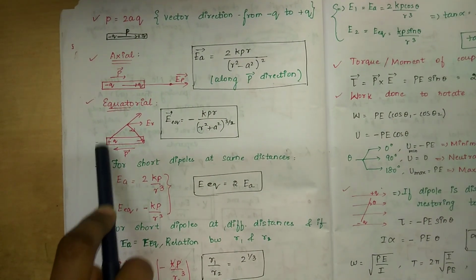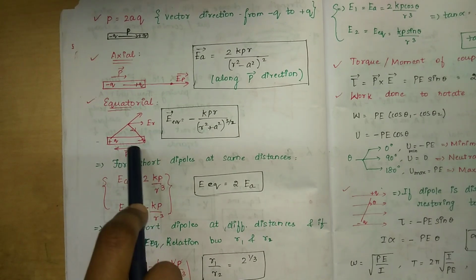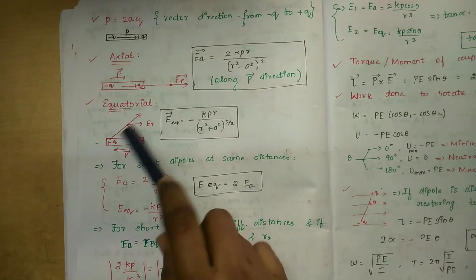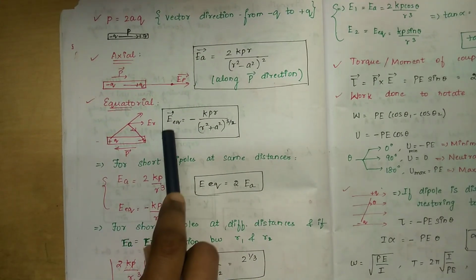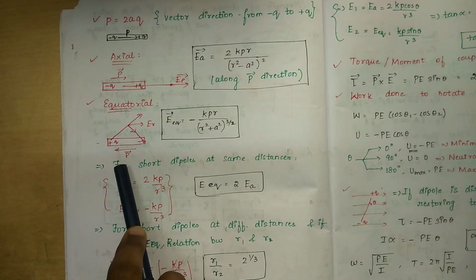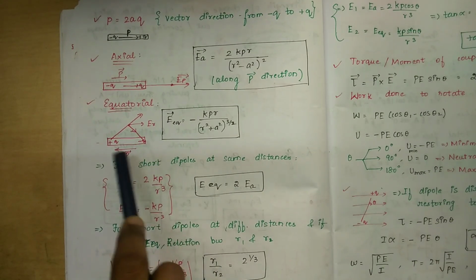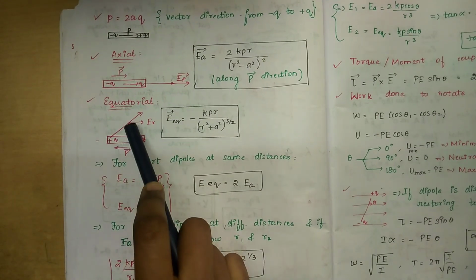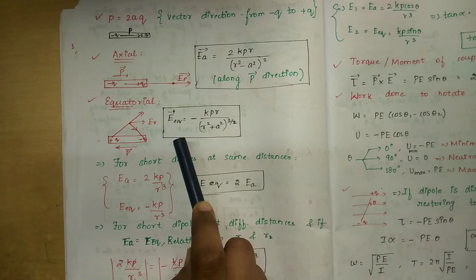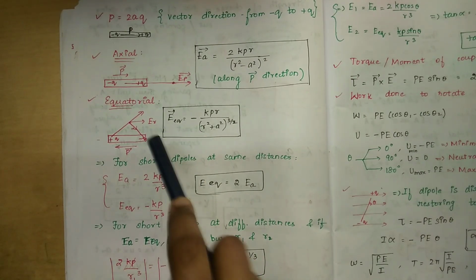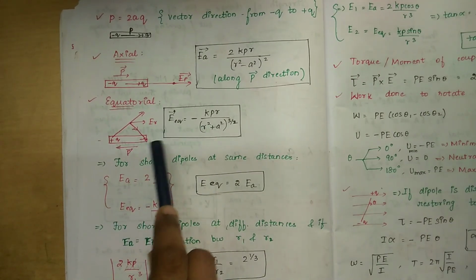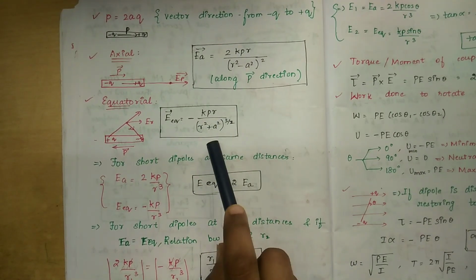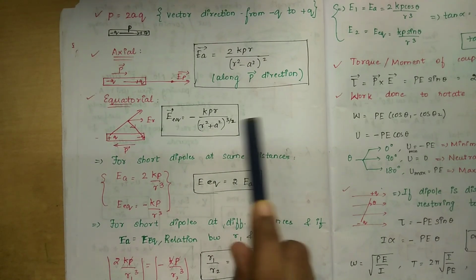Equatorial. You consider this one as a dipole and it has the direction of dipole moment towards the left. If you resolve for this, you will get the direction opposite to the dipole moment. Likewise, if it is towards left, it is towards right. So this is the equatorial position. So equatorial electric field is equal to minus, because it is towards the opposite direction. So here it should be minus kp divided by r square plus a square the whole power 3 by 2.